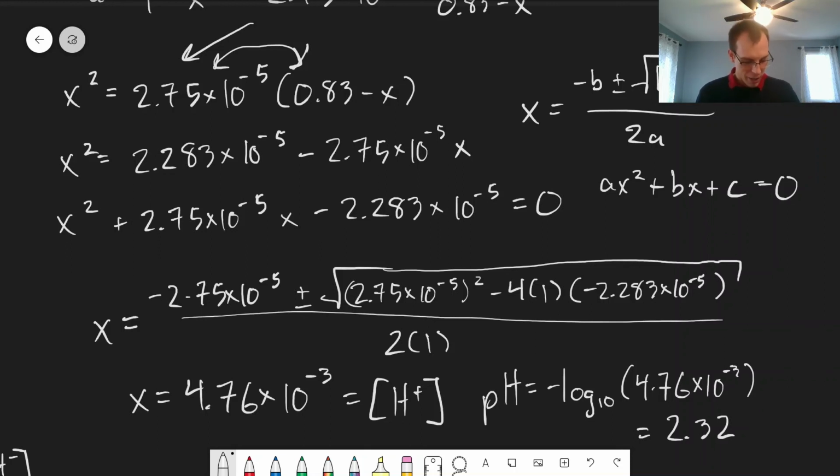So that is the basic idea of how we would go through and find the pH of a weak acid solution.